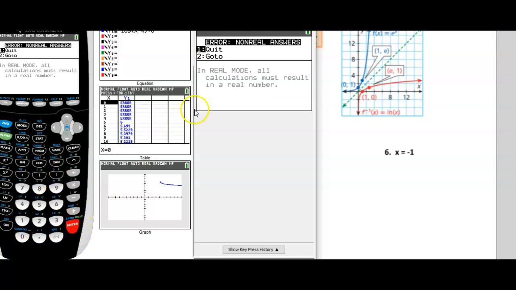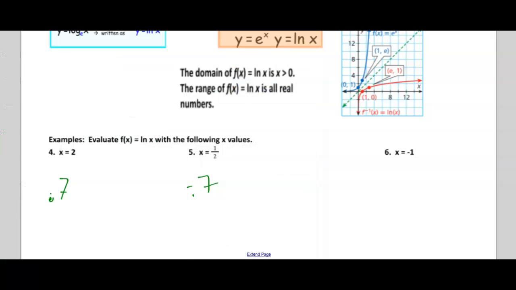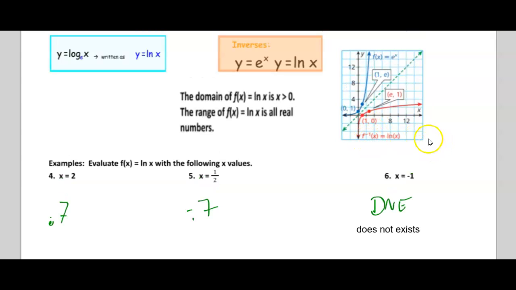Natural log of negative 1. Notice I got an error right here: no real answers. This does not exist. And here's the reason why.